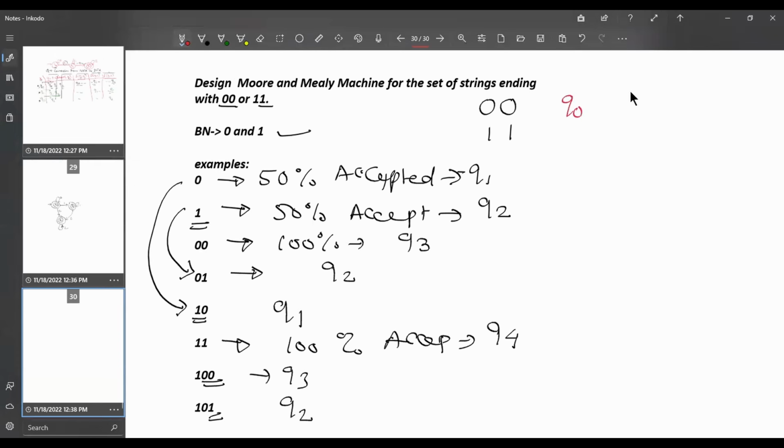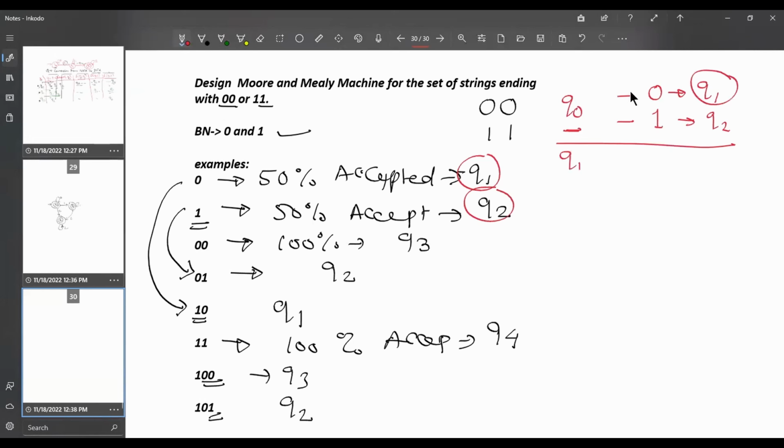Now what is the initial state? That is a ready position, nothing in the hand. So the next bit can be either 0 or 1, because of the binary number system, and the previous string was nothing, so it is making a single 0. Single 0 is indicated by Q1 and single 1 is indicated by Q2 because the string is ending with single 1.